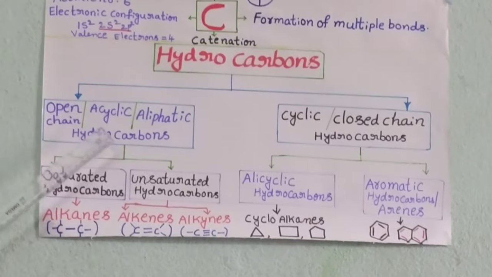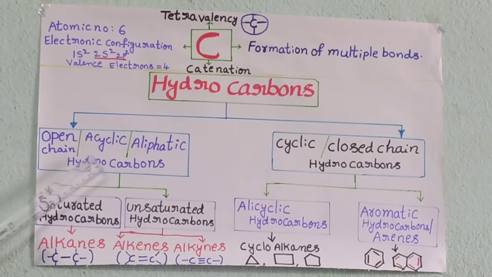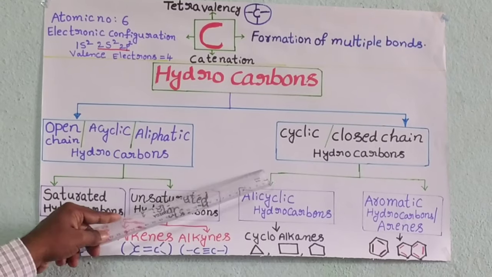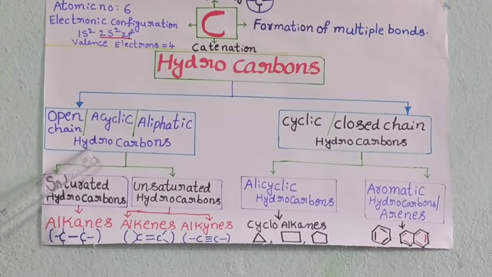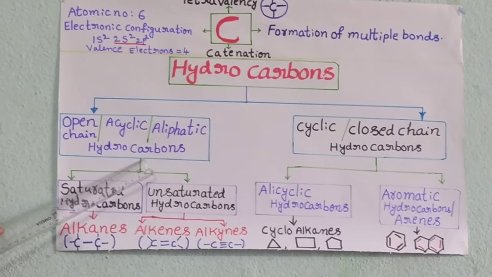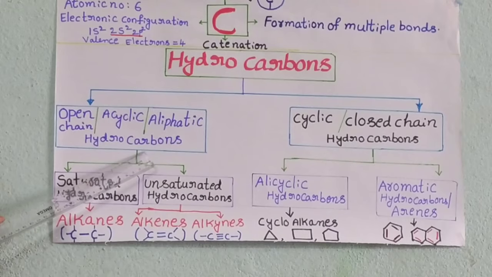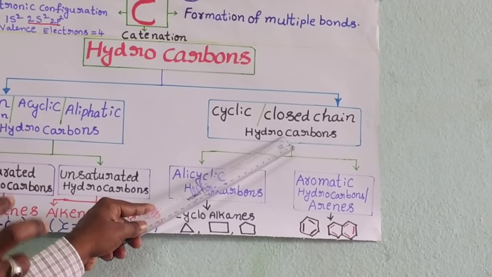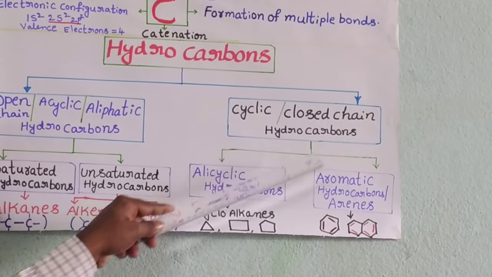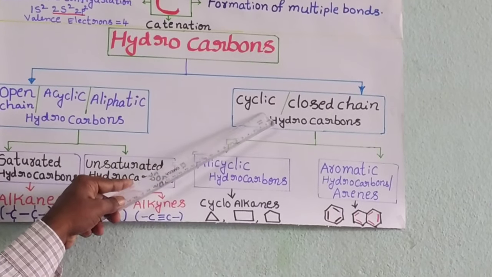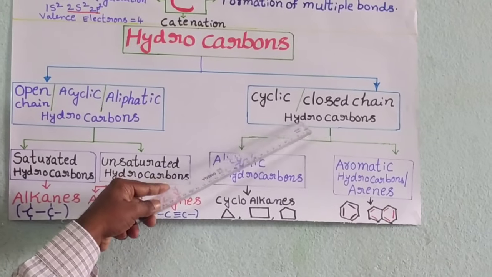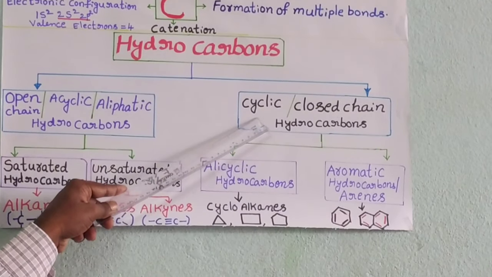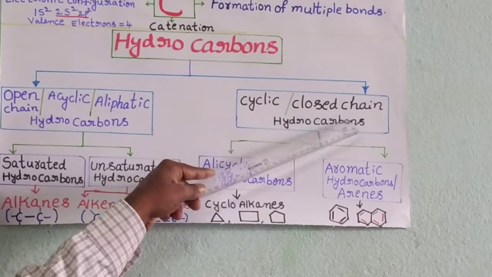Open chain hydrocarbons. The hydrocarbons containing carbon-carbon straight chains are called open chain hydrocarbons or acyclic hydrocarbons, or they can also be named aliphatic hydrocarbons. Now, cyclic or closed chain hydrocarbons. The hydrocarbons containing carbon-carbon closed rings in their structures are called cyclic or closed chain hydrocarbons.